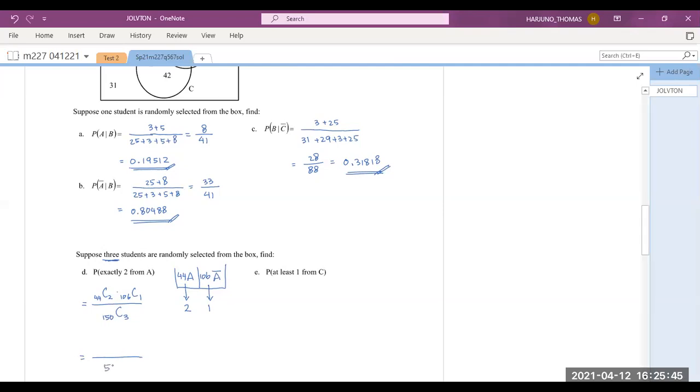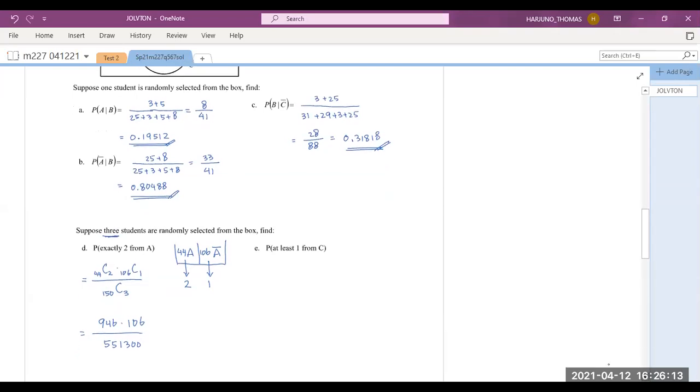That's 551,300. 44 choose 2 is 946. 106 choose 1 is 106. So 946 times 106 divided by 551,300 gives me 0.18189. We want it in decimal, right? That's the probability, around 18.2% in decimal. That's the probability to have exactly two elements from A.